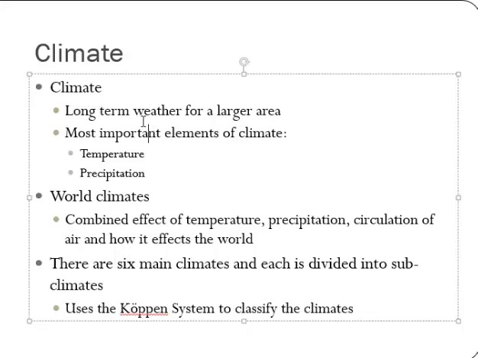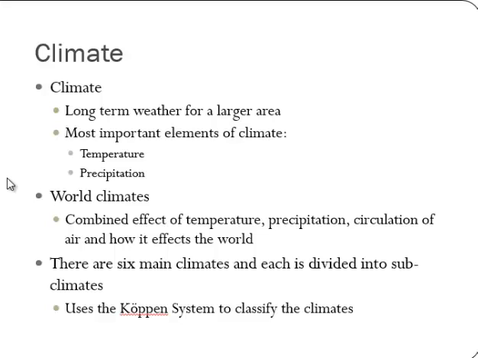The most important elements of any climate are really two things: temperature, how hot or cold it is, and precipitation, how much it rains or snows. The world climates are the combined effects of all the temperature, precipitation, and circulation of air in terms of how it affects the world in general. And we're going to look at some climates.